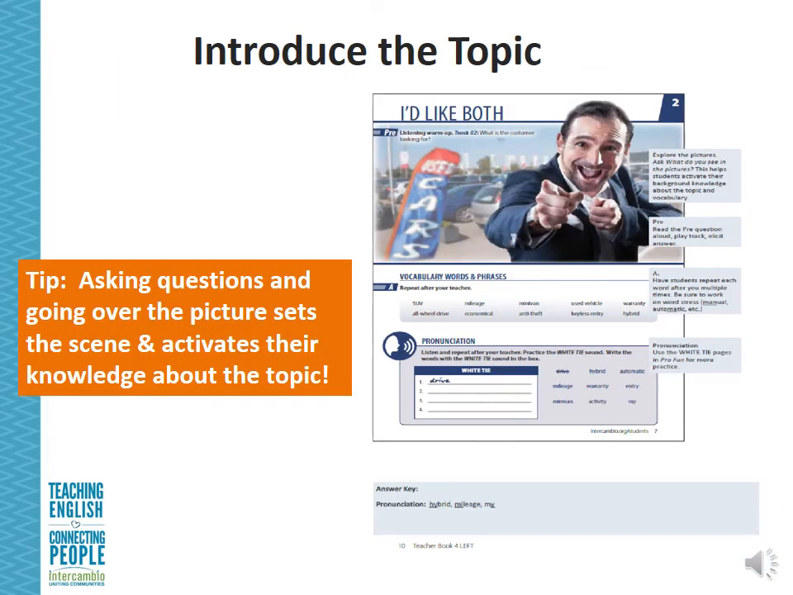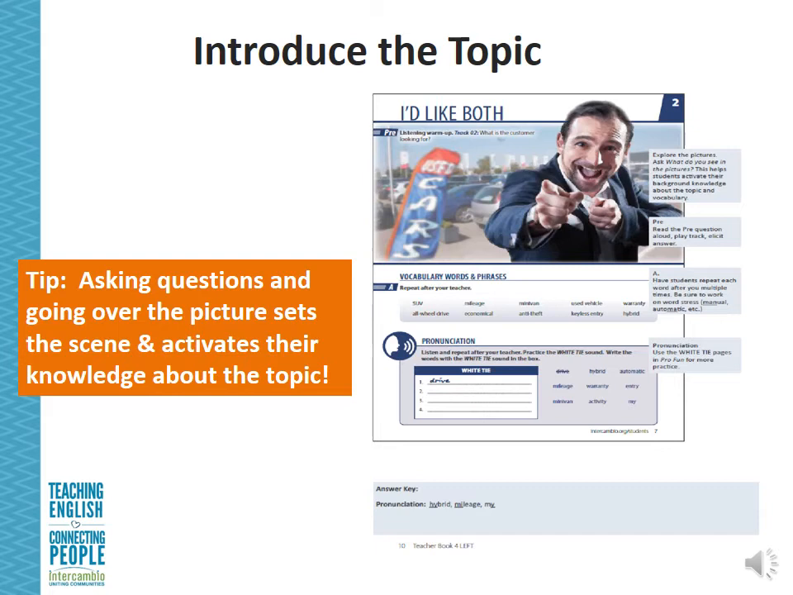Once you're done with the homework and the warm-up, then it's time to begin the new lesson. The first thing you want to do is to introduce the topic, and you can do this by taking a look at the title and then look at the picture on the page. Ask some questions about the picture to kind of set the scene. This helps the students activate their background knowledge and also helps them understand what's going to take place because they have some context.